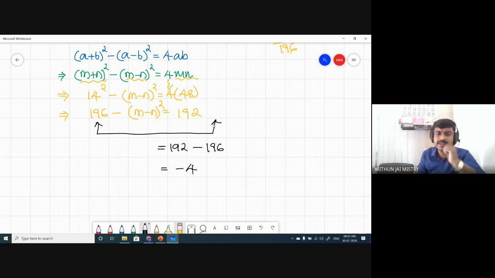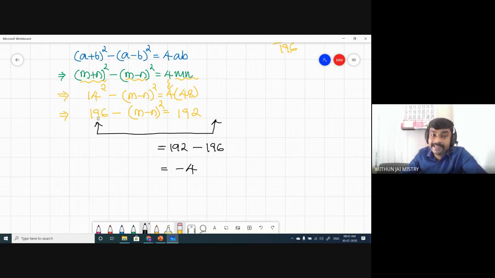Sir, why minus 4, sir? Because we are subtracting a bigger number from a smaller number. 196 is bigger than 192 and it is having minus in front of it. So that's why our answer will be minus 4. Right. That is all about the right hand side.